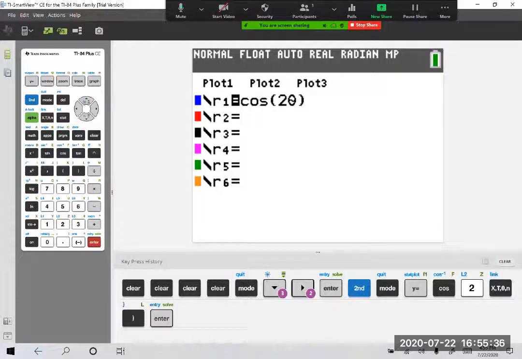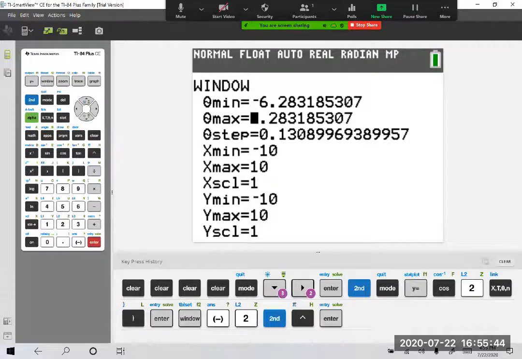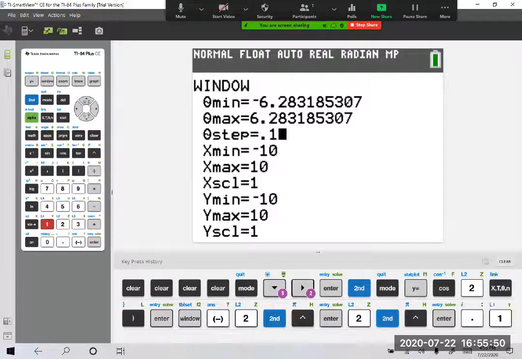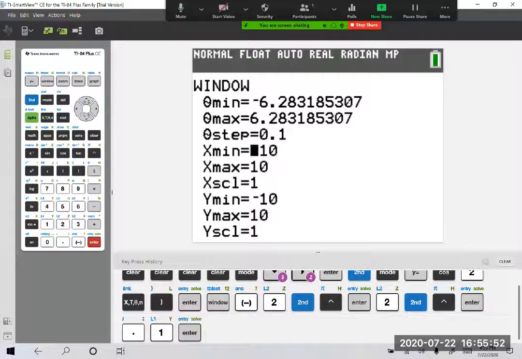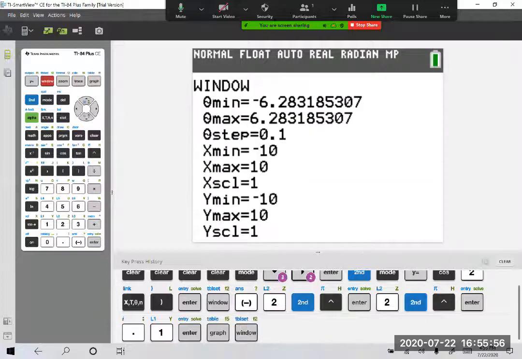And let me go to window. I'm going to try a window of negative 2 pi to 2 pi, and then I'm going to do a step size of 0.1. Let's see if that helps. And then let's graph this. Okay, so let me go to my window. Let me make my y values a little bit different.